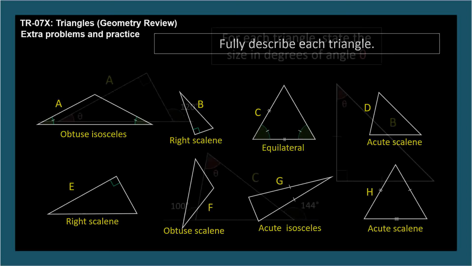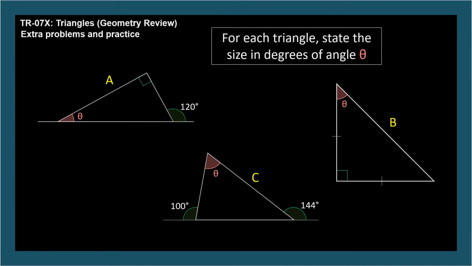For each triangle, state the size in degrees of angle theta. I've shaded theta red in each triangle to make it easier to identify. As a reminder, the interior angles of a triangle add up to 180 degrees. I'll explain these one at a time, so pause and figure out your answers.